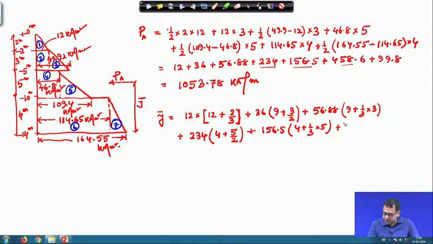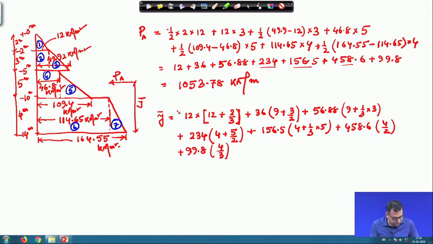Now it is the sixth part. Sixth part is the rectangle. Force is 458.6. So this will be 4 divided by 2. Okay, 4 divided by 2. Then the last part, this is the triangle. Force is 99.8, and this will be 4 by 3, 1/3 of the height.